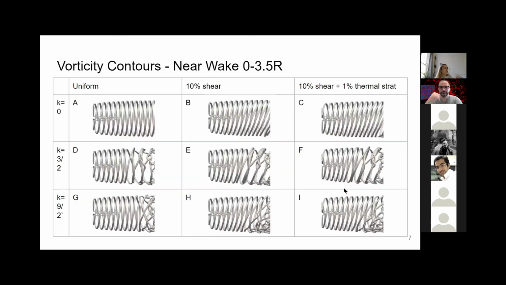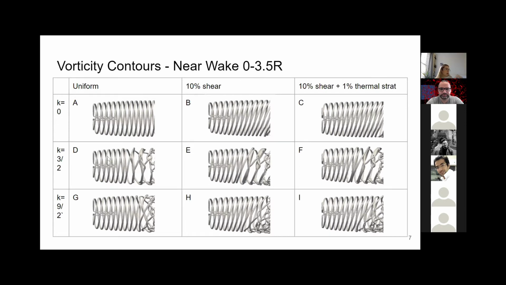Okay. Right, now on to some of the pretty pictures that we've got. So these are the 9 cases that I'm going to be talking about. So we have uniform flow, 10% shear, and then 10% shear plus this 1% velocity gradient. And you can see for the unperturbed flow along the top line, the shear has the effect of increasing the spacing of the vortices along the top and decreasing them along the bottom.